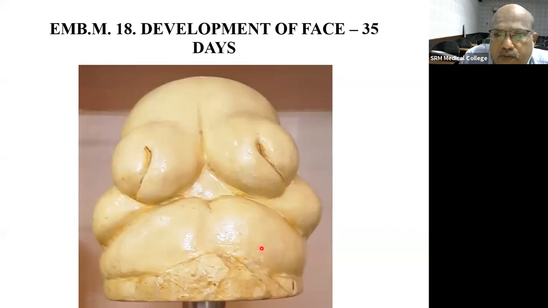Now this model is new for you. This is for the development of face. I will tell what are all the various parts, then you have to tell what are all the structures derived from each. So now this is the stomatodeum. On either side, the maxillary process. This is the mandibular process that has been fused. This is the maxillary process.